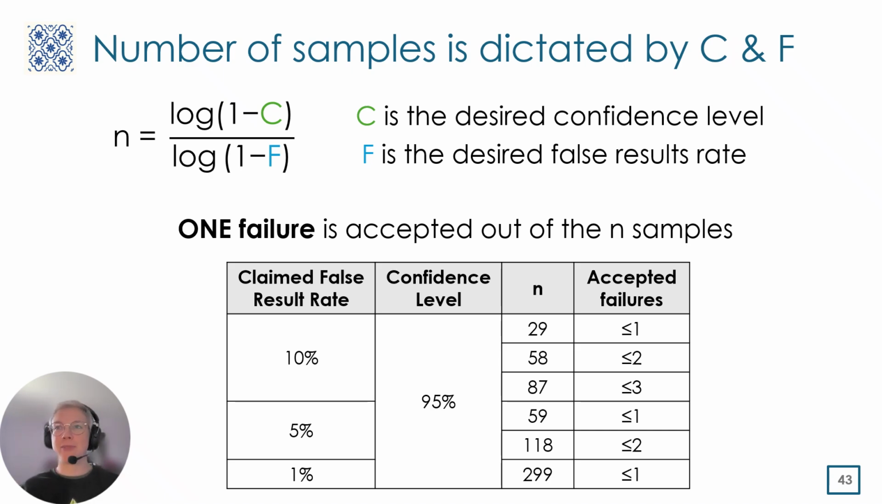So if I set my confidence level at 95%, I have different false results rates that I might be looking for: 10%, 5%, 1%, and I've calculated for you the number of samples. You notice that, for example, if I have a 10% desired false result rate, then I need to run 29 samples and I have one accepted failure. What I could do is run double this, so 58 samples, and then I have two accepted failures.